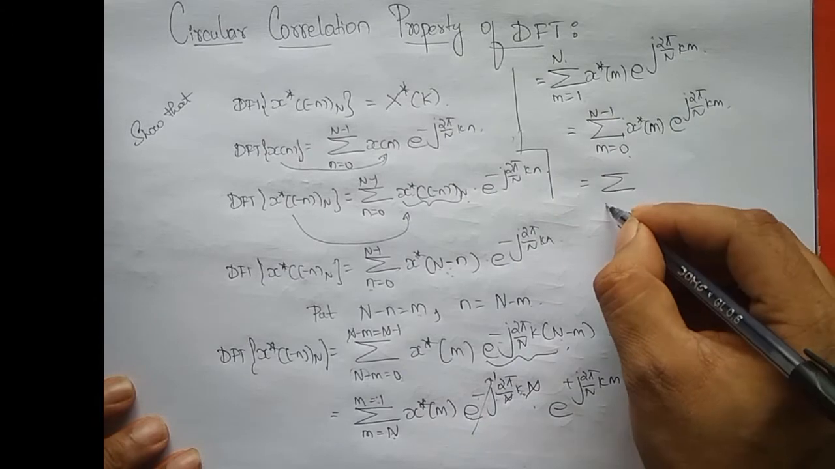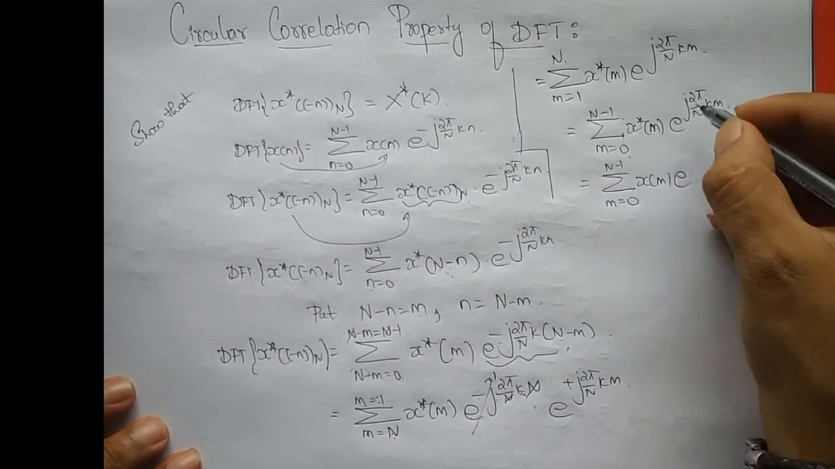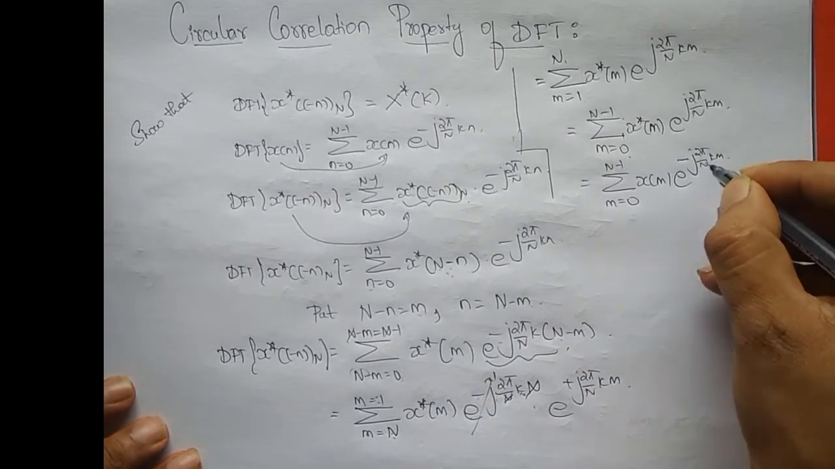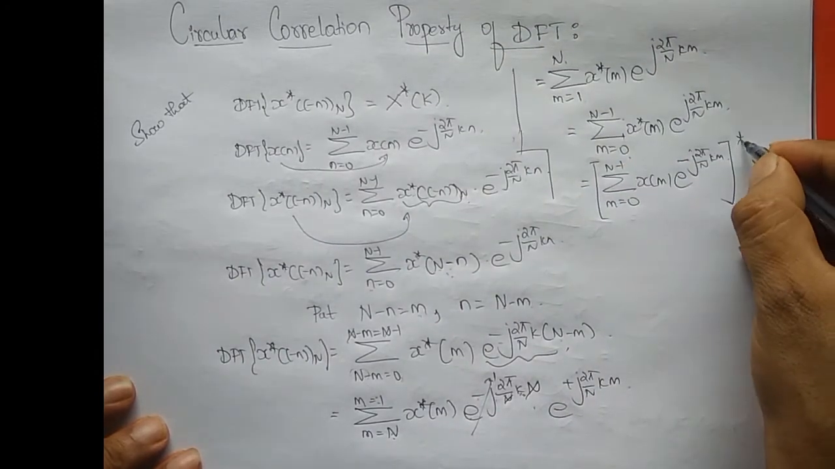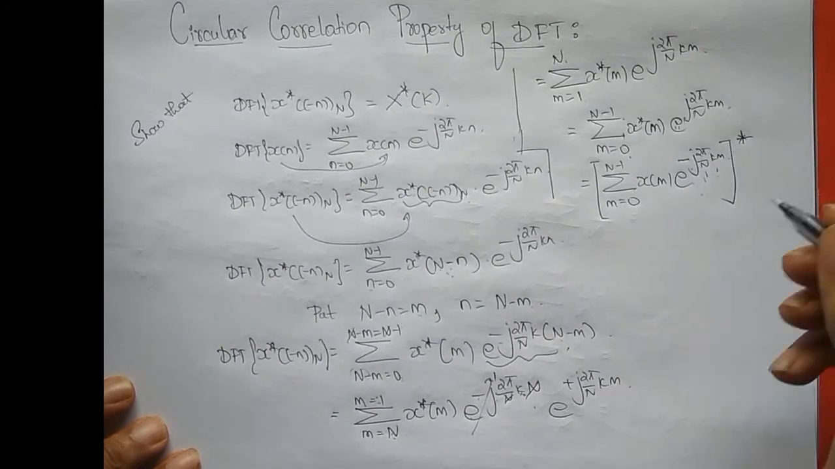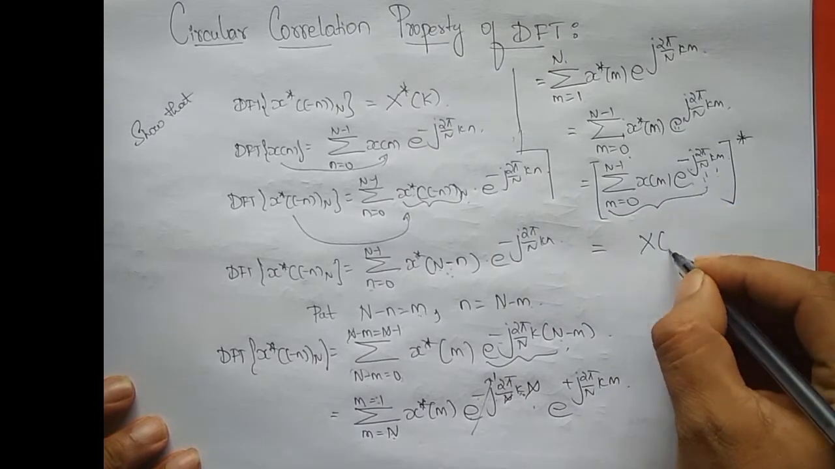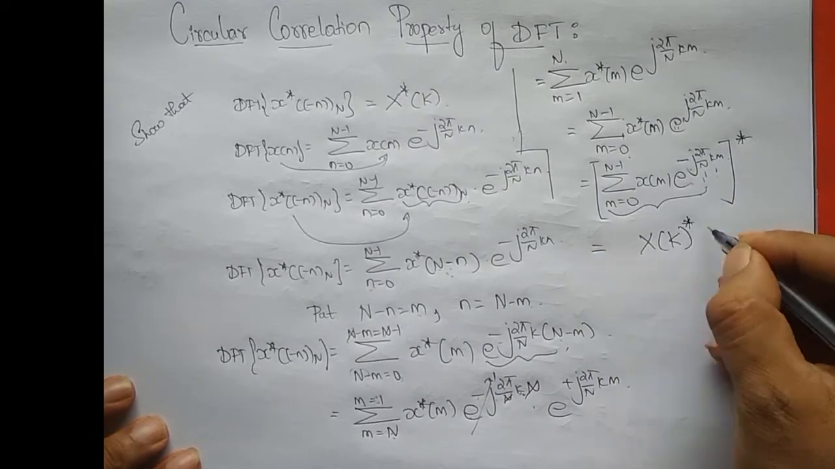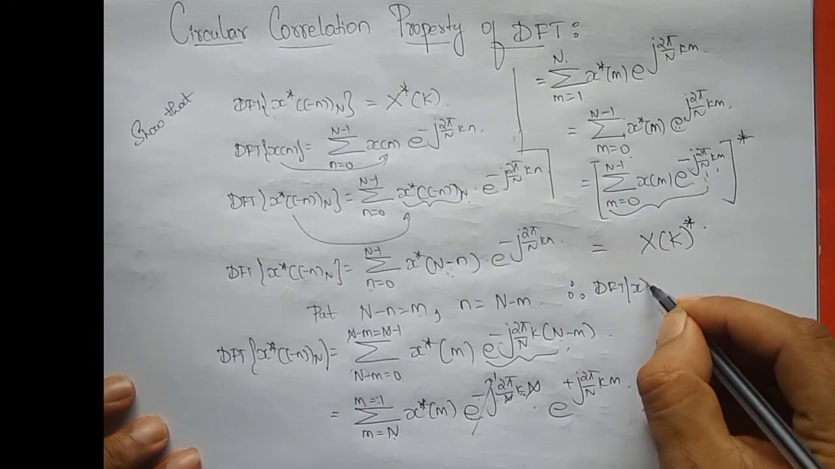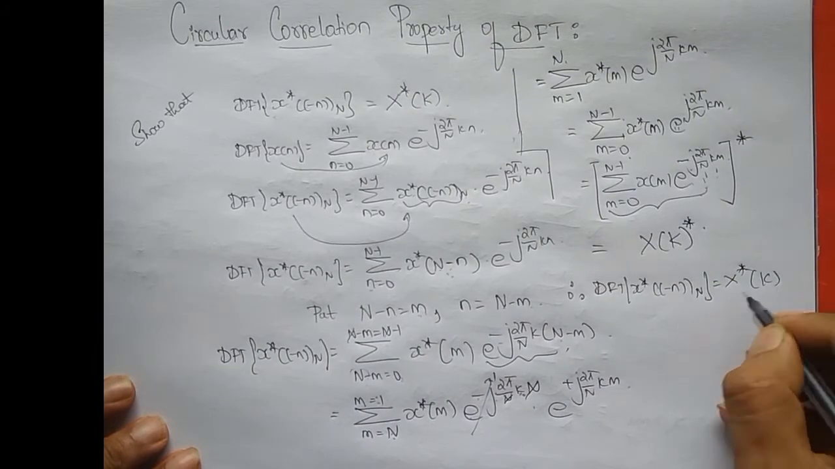Now I'll modify this: summation m varying from 0 to N minus 1 of x of m e power, instead of plus, I'll write minus j 2 pi by N into k into m, and I'll put the conjugate over the whole. When I take the conjugate inside, both the equations are the same. So what is this equation? It is x of k, the DFT equation with a star. Therefore the left hand side, the DFT of x star of minus n mod N, is equal to x star of k.